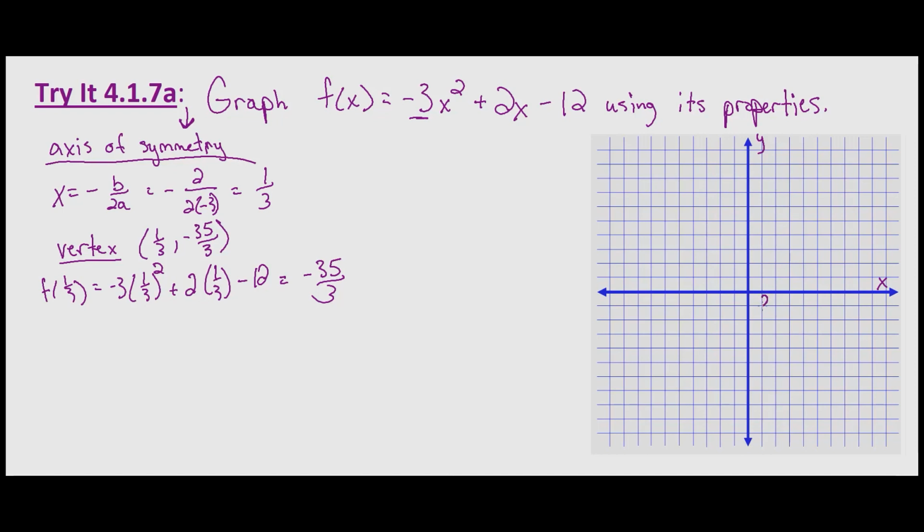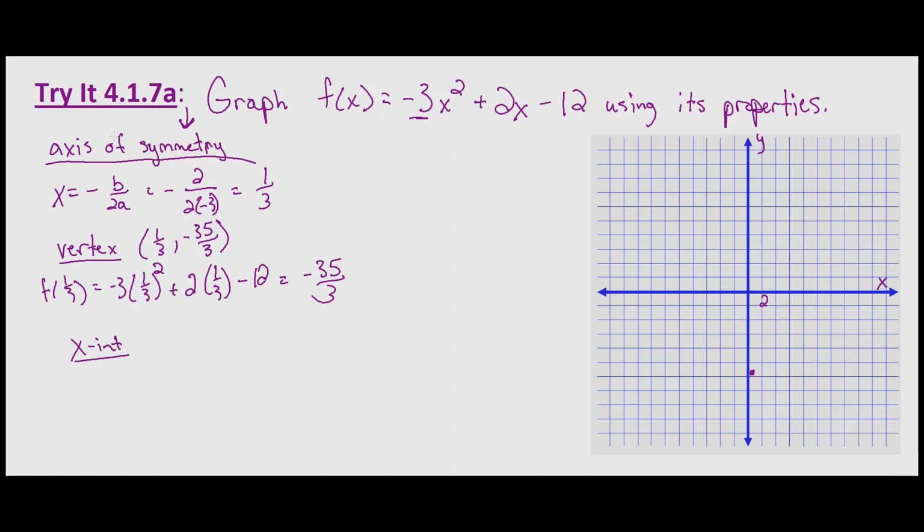We'll go ahead and plot that point, using a scale of 2, otherwise we wouldn't be able to fit it on this graph, because negative 35/3 is over 11. So we go to 1/3, negative 35/3, which is right about here. And we graph our vertex. And again, that's also where our axis of symmetry is, where the vertical line x equals 1/3 comes into play.